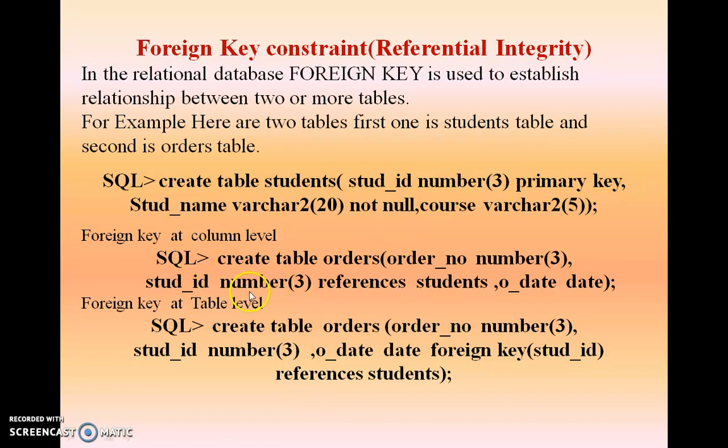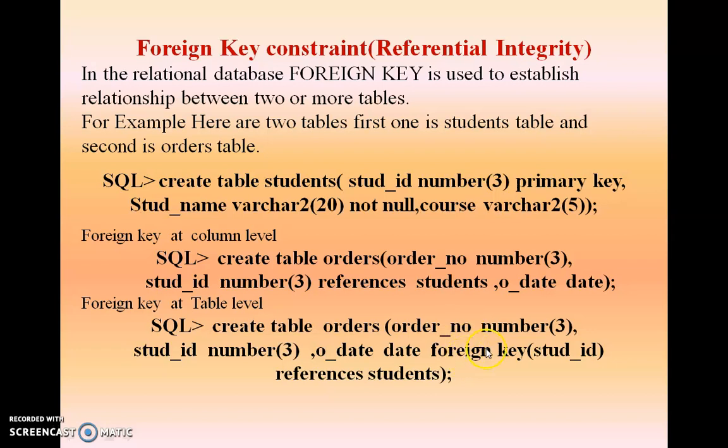Okay, same example is used to declare the foreign key at table level. Here, while declaring the foreign key at table level, after declaration of all columns, I am declaring the foreign key. For that, I am using the keyword foreign key. Here, at column level declaration, I am not taking the keyword foreign key. I am specifying the keyword only references here.